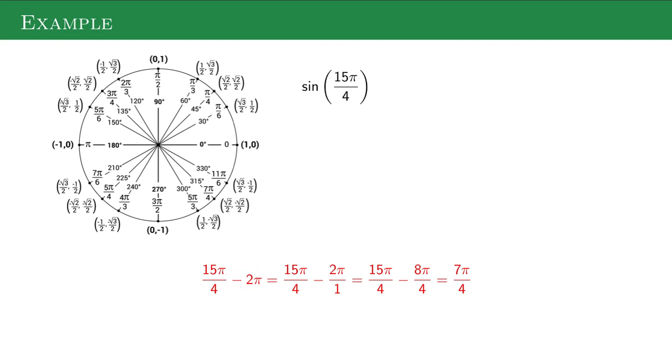I can make 2 pi a fraction by just putting it over 1. I need to get the denominators to be the same, so I'm going to multiply this by 4 over 4 to get that. And then 15 minus 8 is 7. So now I just do sine of 7 pi over 4, and that's negative root 2 over 2.